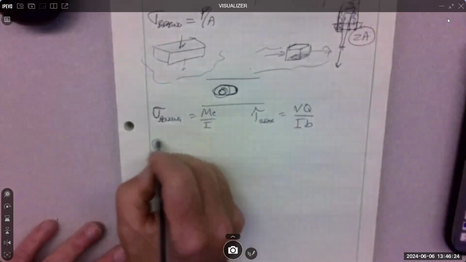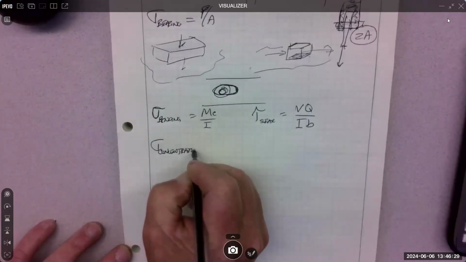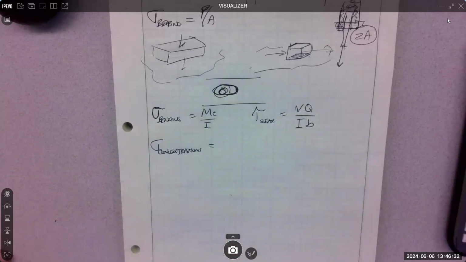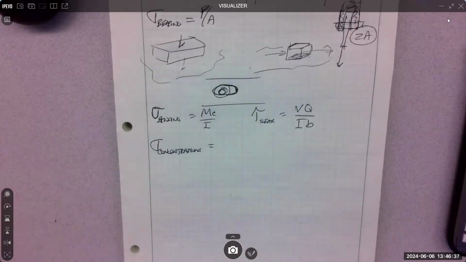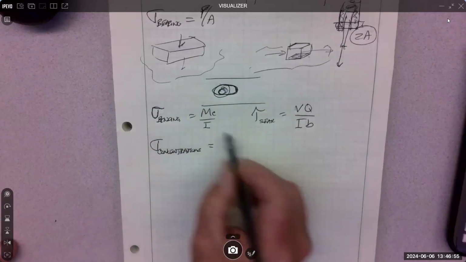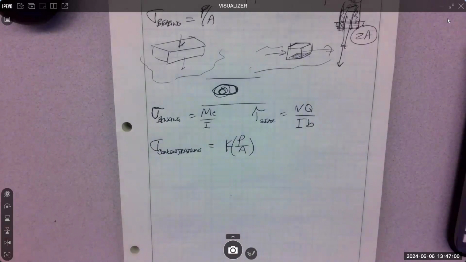Then there was stress concentrations. What was that? What concentrates or elevates the stress in a member? When you put a feature into it. Yeah, like a hole. Or I think the fillets, right, a reduced area kind of thing. Anyone remember the equation for this one? K P over A. Yeah, good old P over A showing up.